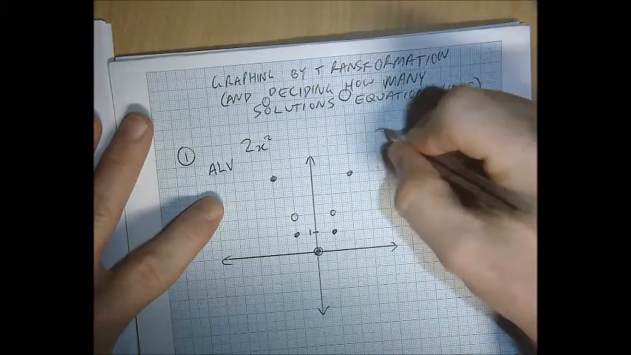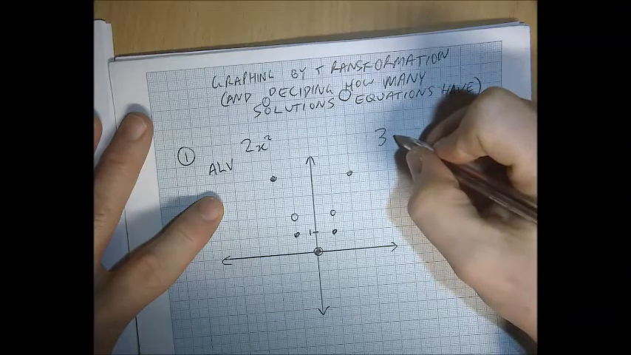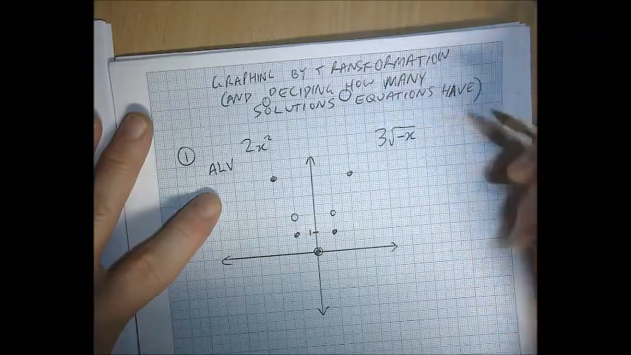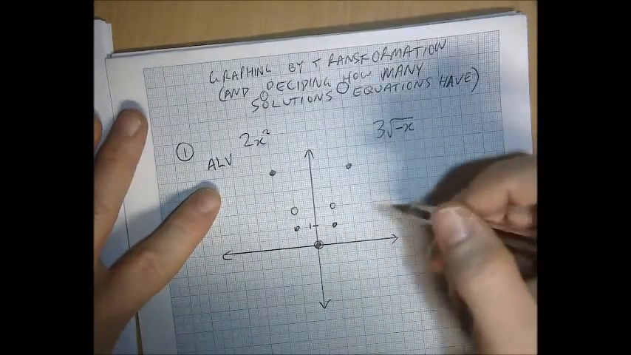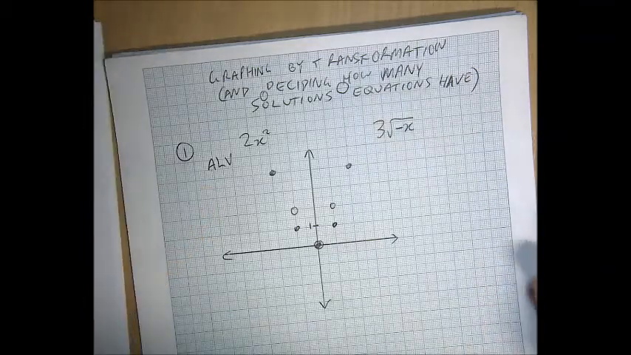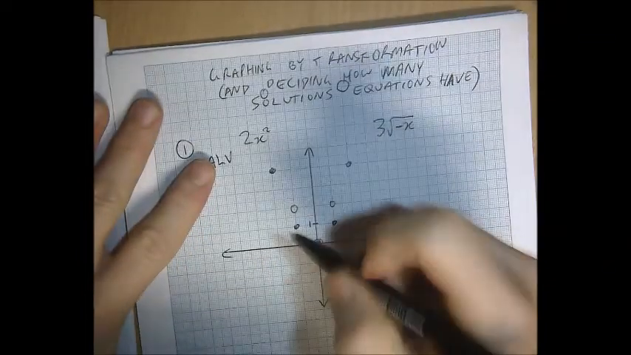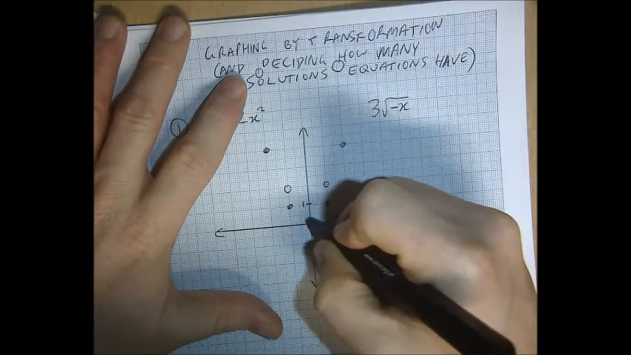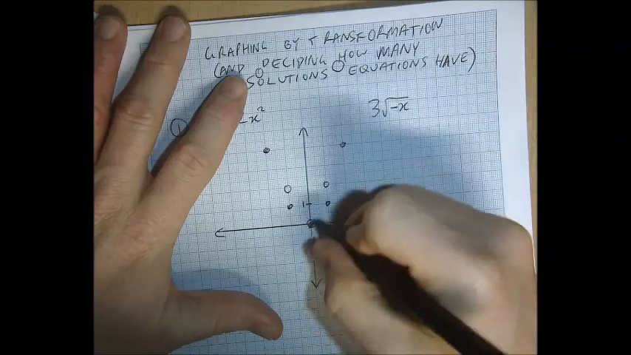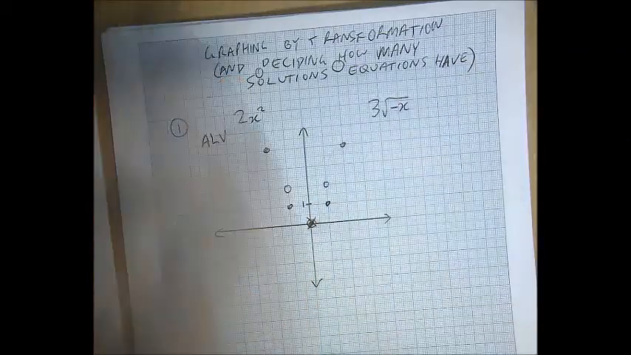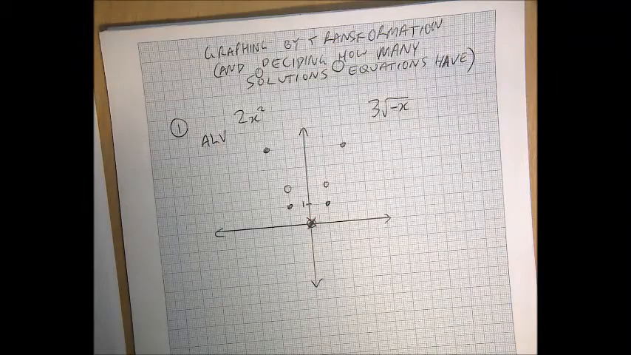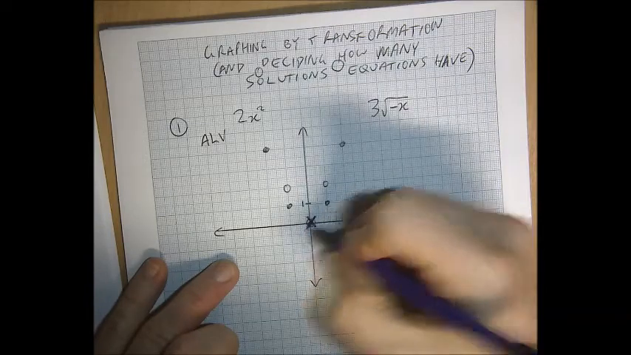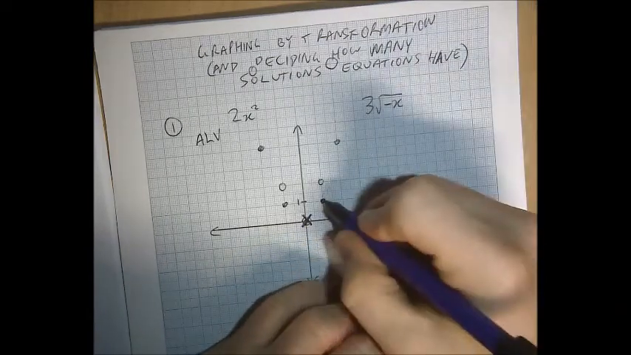I'm now going to graph 3 times the square root of negative x. Now, the basic shape for that is indicated by these red crosses, say. So that's the basic. I don't think you'll be able to see the red. Change it to purple. So these purple crosses.